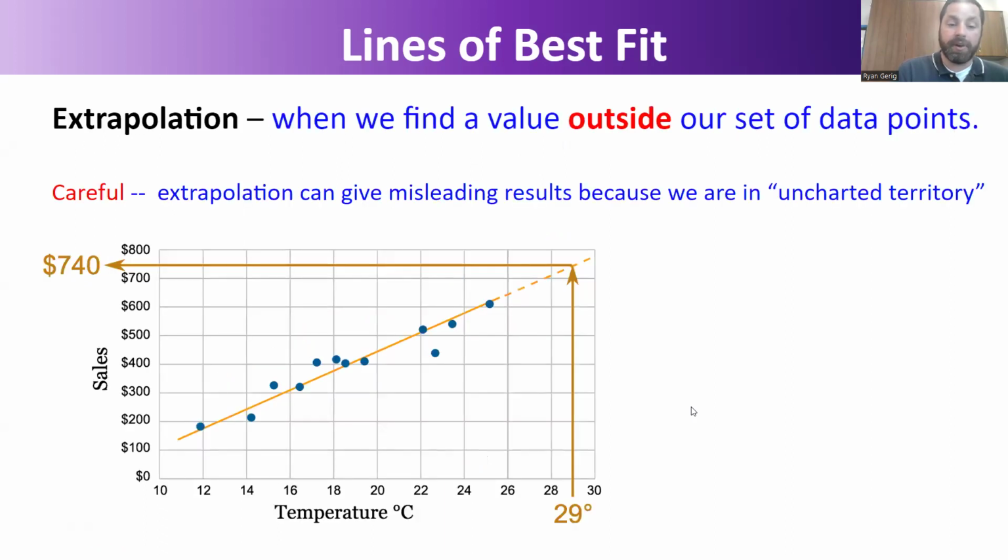An extrapolation, though, is when we find a value outside our data set. So we could use that there. What happens when the temperature is 29 degrees? Does the line continue on forever? You've got to be careful with extrapolation, though. Extrapolation can give misleading results because we are, think of it as, in uncharted territory. What about sales when it's at -5 degrees Celsius? Does the line continue forever in both directions? Something you've got to pay attention to.